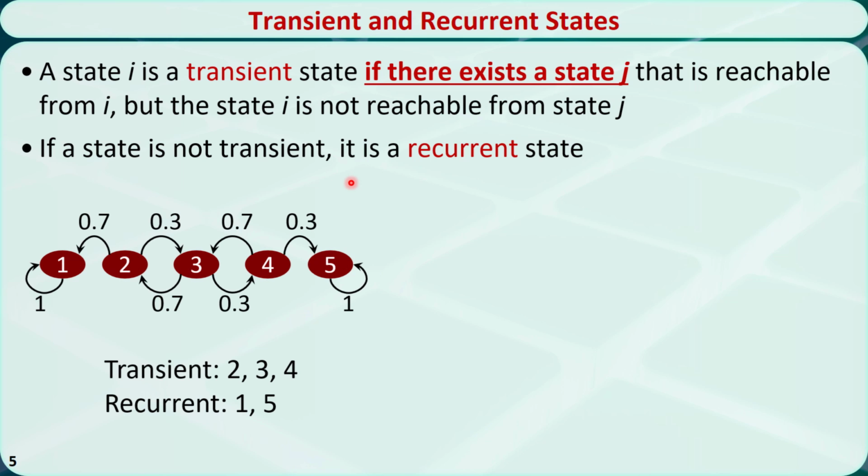In this Markov chain, there are 3 transient states, 2, 3, and 4. For example, we can go from 3 to 2, and then 2 to 1. Then we get trapped in state 1 and will never come back to state 3 again. The other 2 states, 1 and 5, are not transient, so they are recurrent states.